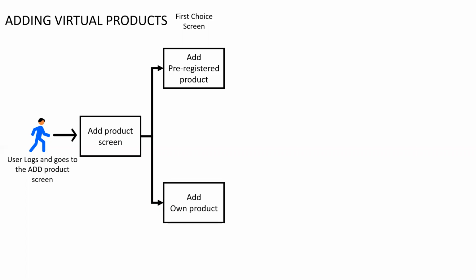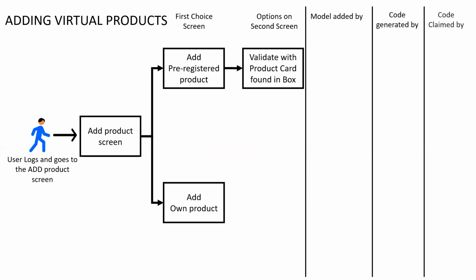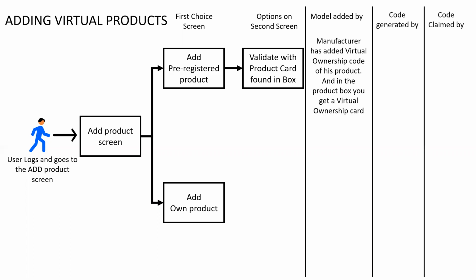Or you can add a product of your own. And when adding a product of your own, you again have two options. So first, let's look at adding a pre-registered product. Basically you validate it with the product card found in the box, and the model is added by the manufacturer, the code is generated by the manufacturer, and you claim the code ownership with the card.